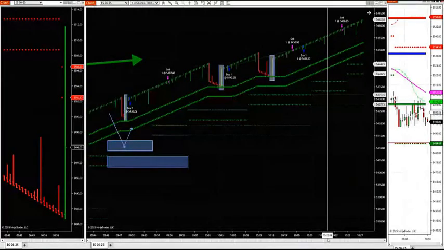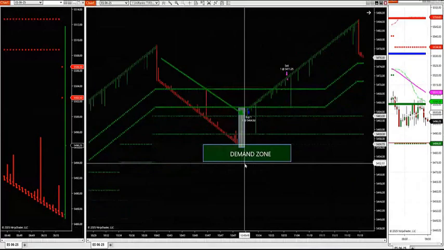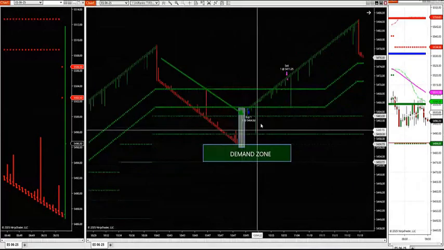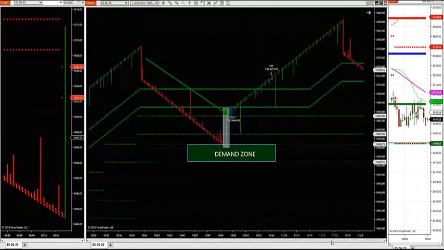Consequently, you can also look for these demand zone pullbacks as a way to get in with the algorithm. Okay. And the strategy as far as doing that, as far as that goes.